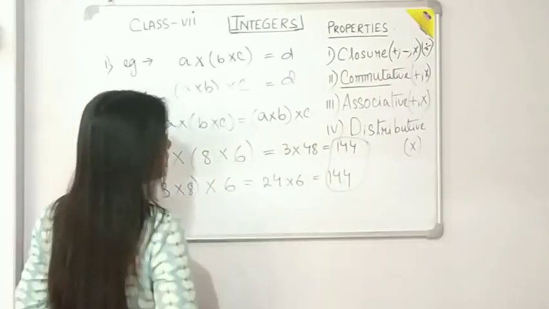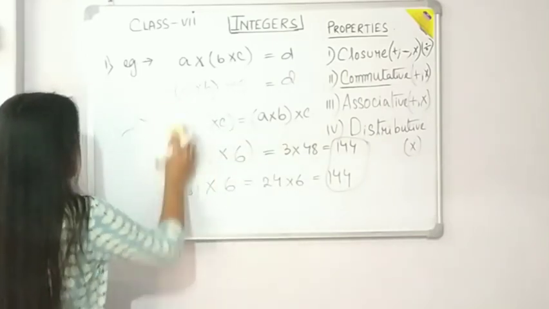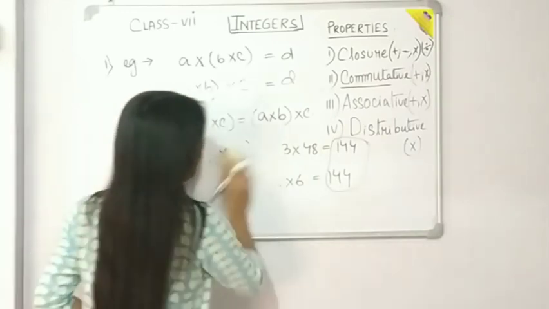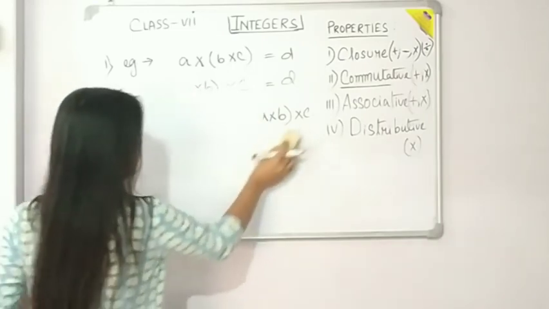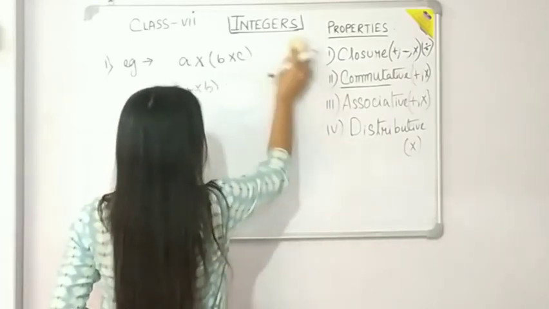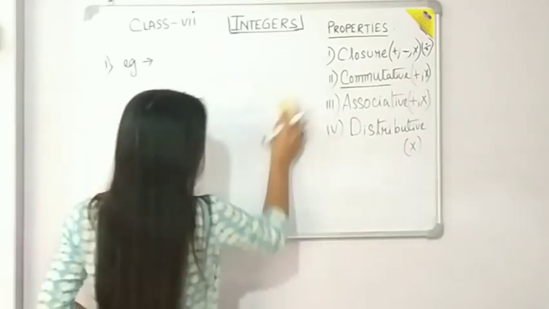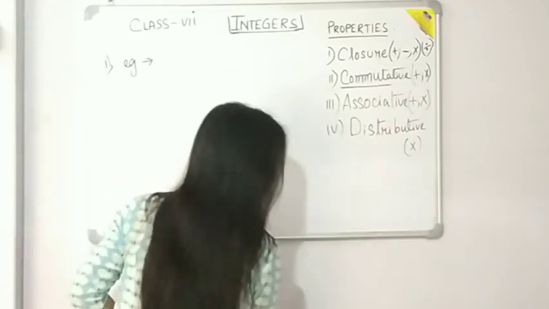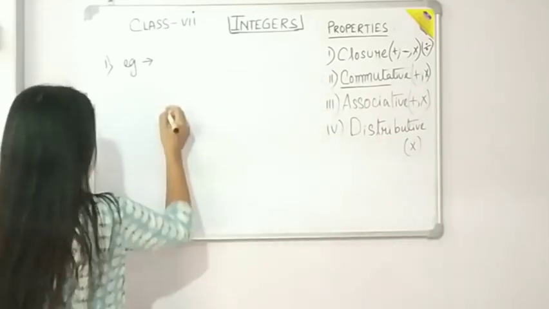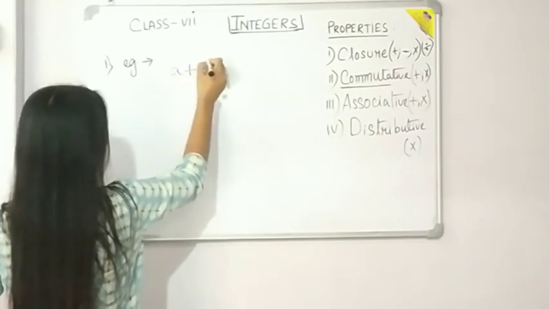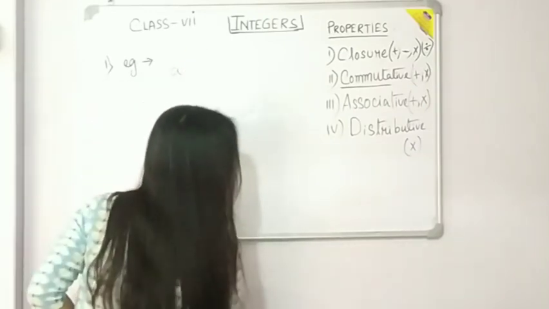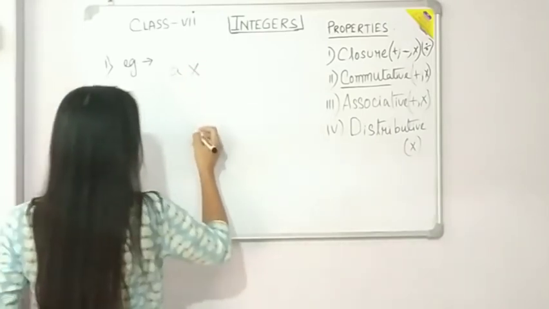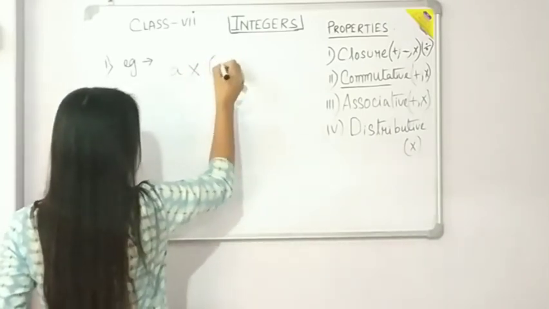Here, distributive property, we will follow this property only for multiplications. So the name itself says that we have to distribute the number. Let us take an example. So we will follow like this. So this property is applicable only for multiplication, so we will write like this.